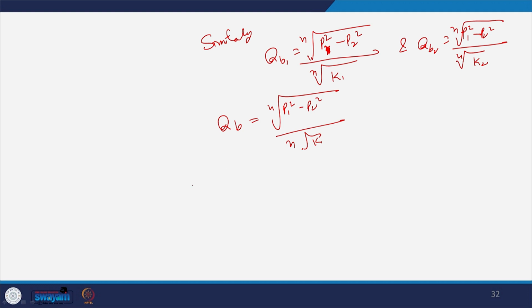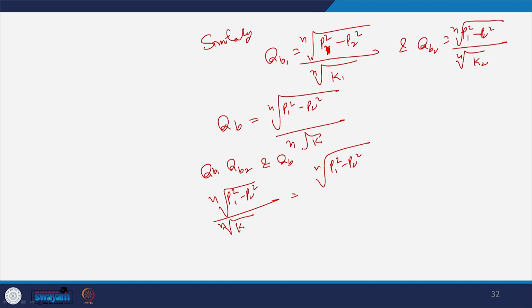Now if we substitute the values of QB1, QB2 and QB, we have nth root of P1 square minus P2 square upon nth root of K, that is equal to nth root of P1 square minus P2 square upon nth root of K1, plus nth root of P1 square minus P2 square upon nth root of K2.